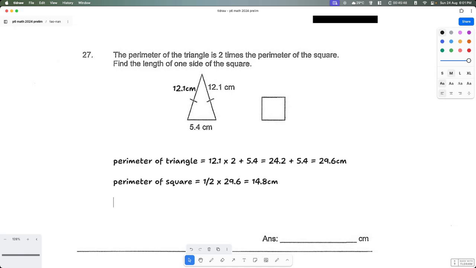Okay, then one side of square is equal to 14.8 divided by 4, which is 3.7 centimeters over here. Okay, there you go. So the answer is 3.7 centimeters. All right, let's move on to the next question.